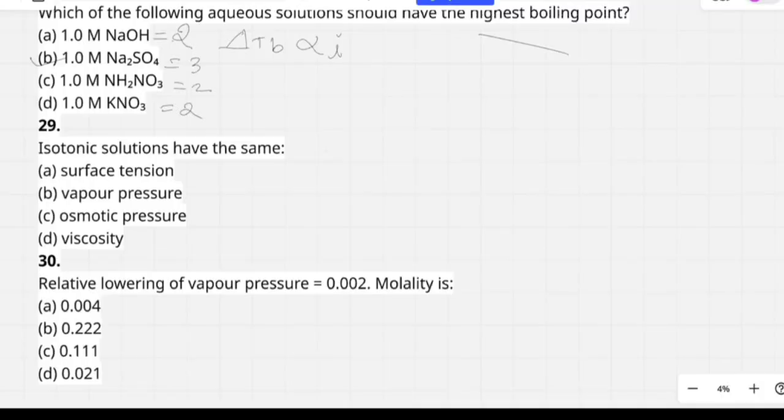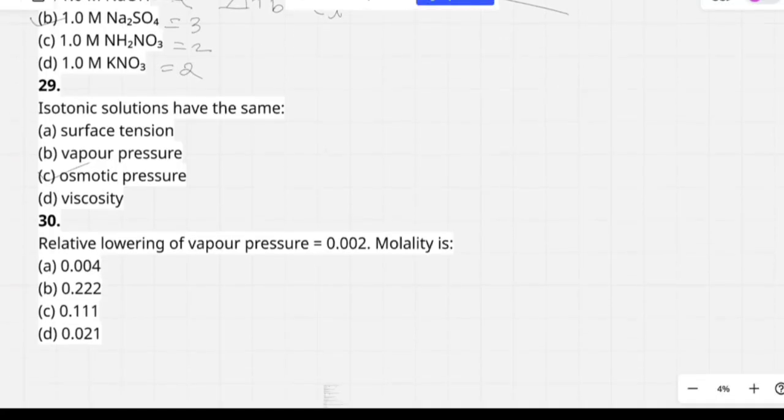Isotonic solutions. What are isotonic solutions? Two solutions having the same osmotic pressure. So option C is correct. If two solutions have the same osmotic pressure, they are said to be isotonic solutions. Next, I move to question number 30.